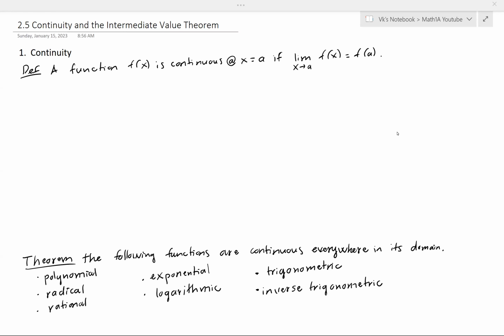Hi everyone, welcome to Differential Calculus. Today we explore lesson 2.5, continuity and the intermediate value theorem.